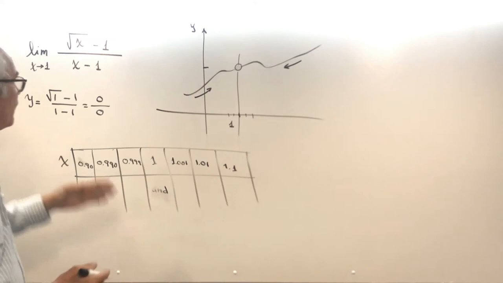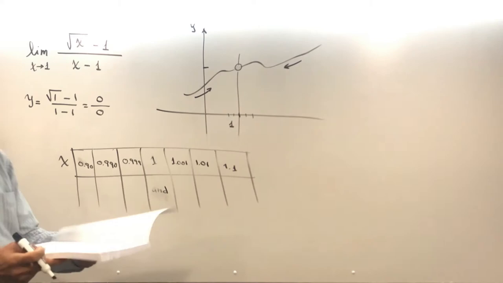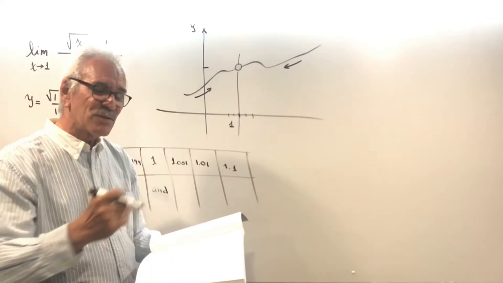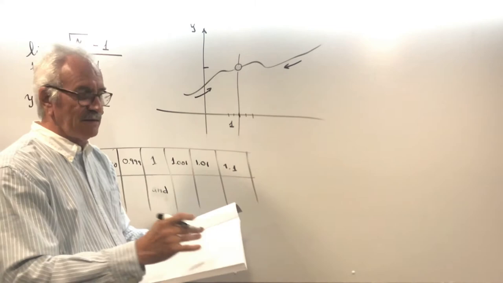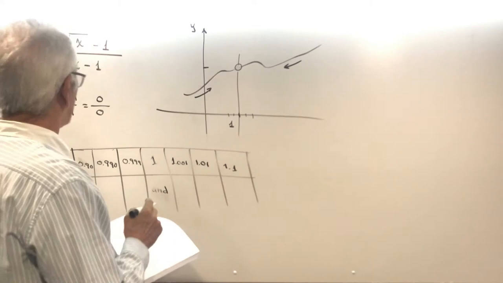So in this opportunity, I will copy from the book. But next lecture, probably I will teach using the tablet in order to show at the same time the graph, and in order to show on the same screen the calculator. Yeah. So let's see what happened when x equals, for example, 0.9.